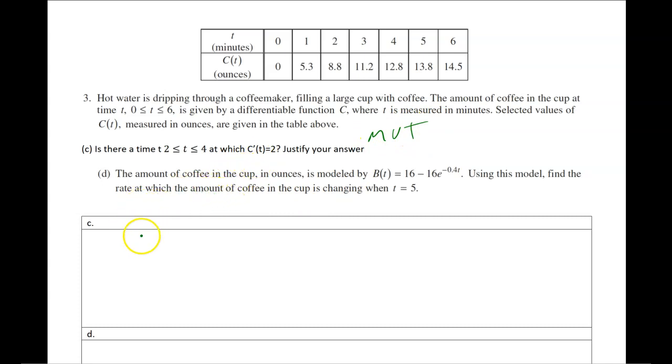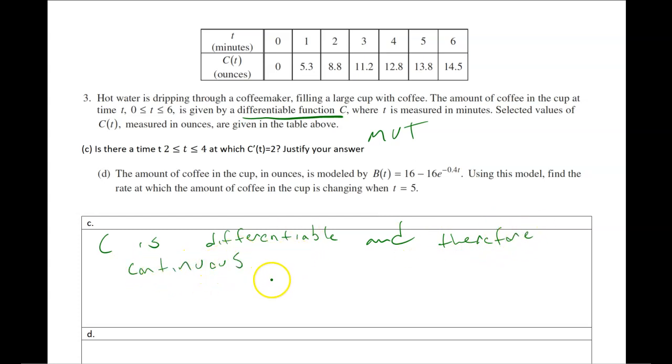So I need to state two things right away, right? And I notice that C is differentiable and therefore is continuous. And I'm asked if C prime of t equals 2, right? So what I need to know is there ever an average rate of change equal to 2? And here's where you have to kind of look at the table, and here's where your mental math skills are going to pay off a little bit, right?